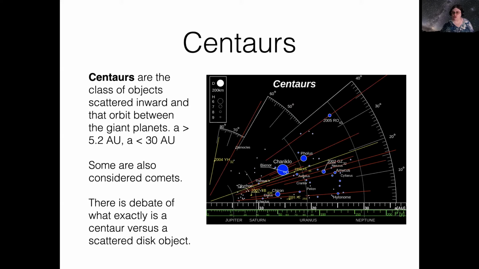Some of these objects get close enough to the sun that they form a little coma, a little outgassed cloud. Now, there is some debate about what exactly counts as a centaur versus a scattered disk object, because there are a few centaurs whose orbits extend past Neptune's orbit. So that technically kind of puts them in the scattered disk. We could just say, well, maybe centaurs are Kuiper belt objects that were scattered inward and scattered disk is outward, but it seems possible that Neptune could make an object go from one to the other.